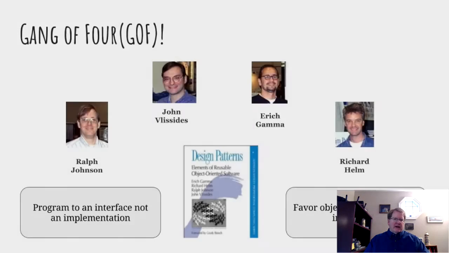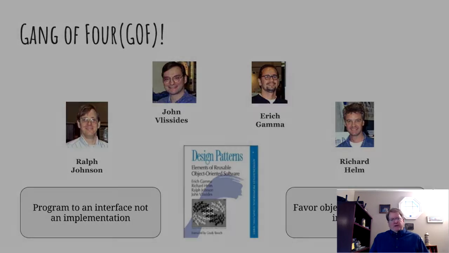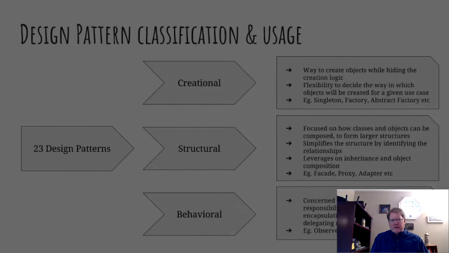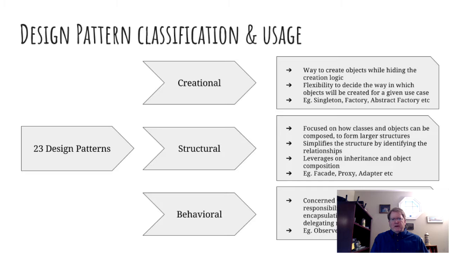So that got translated into software design about 20 years later when Ralph Johnson, John Vlissides, Erich Gamma, and Richard Helm, called the Gang of Four, wrote a book called Design Patterns, where they had proposed 23 different patterns that they broke up into 3 separate groups based on how the patterns work and what they do.